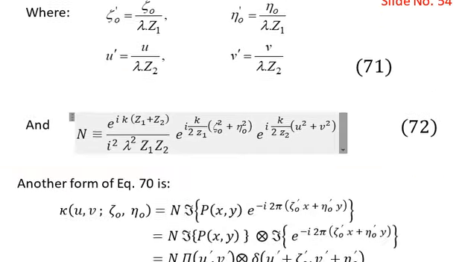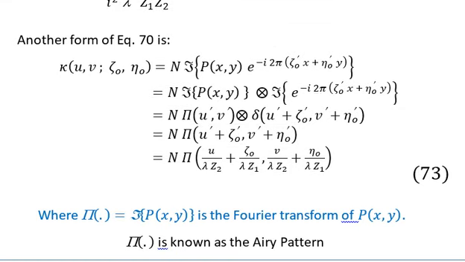equation number 75. We are using those variables, and then you know that the last step of equation number 73 becomes equal to the input field, that is the kappa, the field at the image plane. So this kappa, the sharply focused image plane, is given by n times pi as a function of u over lambda z naught plus zeta naught over lambda z1, comma, v over lambda z2 plus eta over lambda z1.